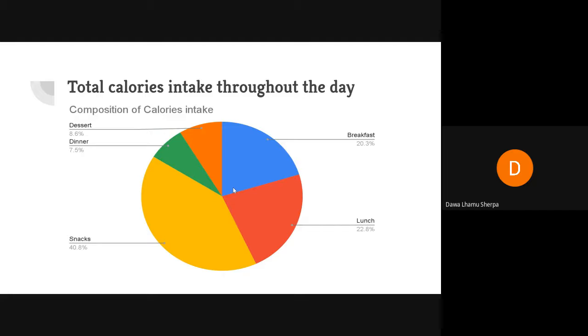Moving on, we can see the total calorie intake throughout the day. The calorie content of the snack is maximum, whereas dinner has the least calorie content. Breakfast 20.3%, lunch 22.8%, snack 40.8%, dinner 7.5%, and dessert 8.6%. Thank you. This was our presentation for day three.